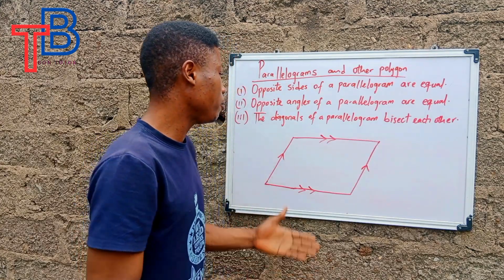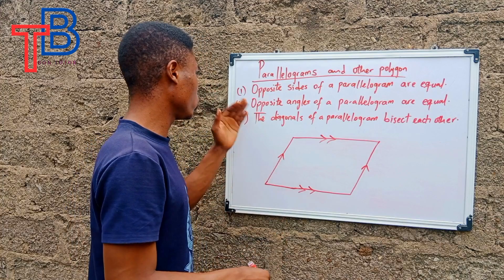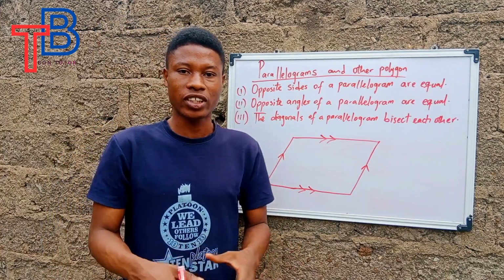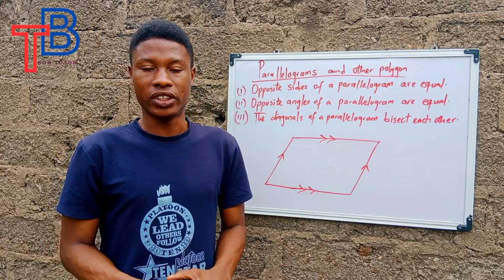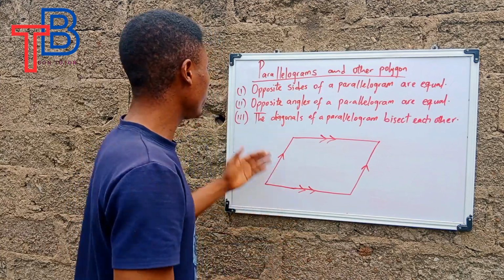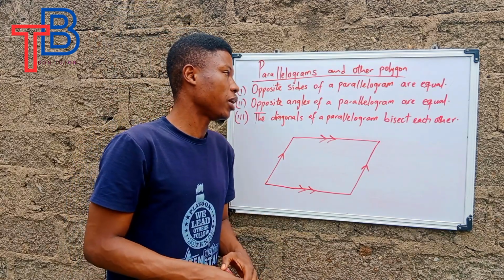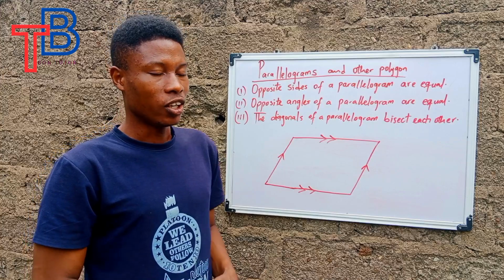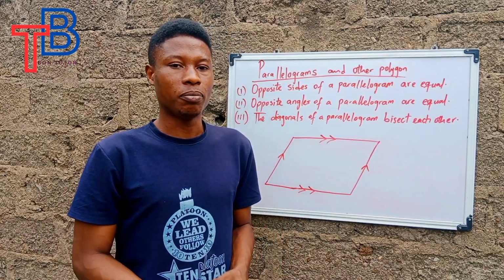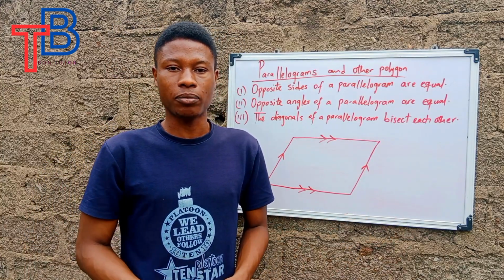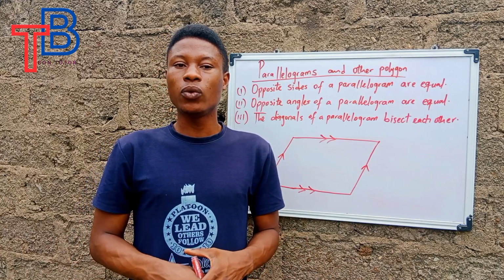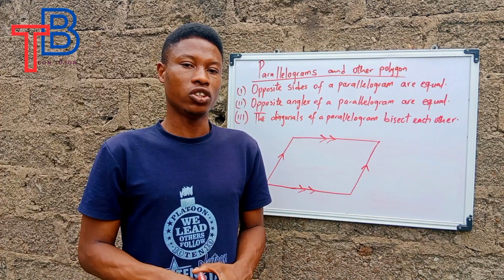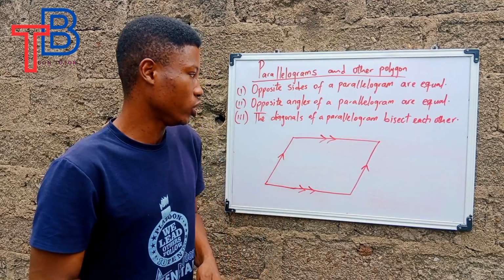Welcome back. Now let me use this parallelogram to illustrate what all these three theorems are talking about in a parallelogram. The first theorem says opposite sides of a parallelogram are equal. Already, before we can call it a parallelogram, we said the opposite sides must be parallel. But they will not only be parallel with each other, but they will also be equal to each other.